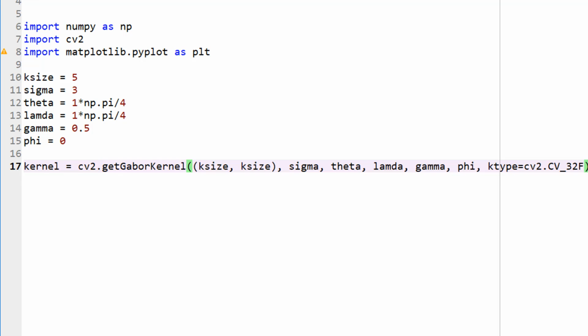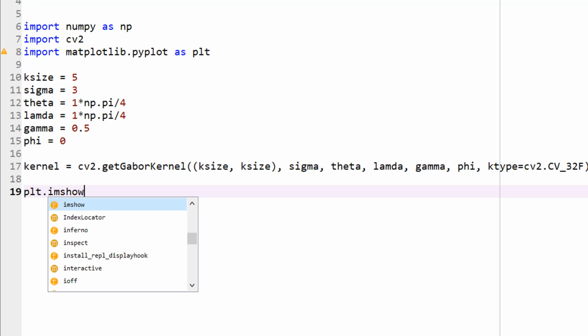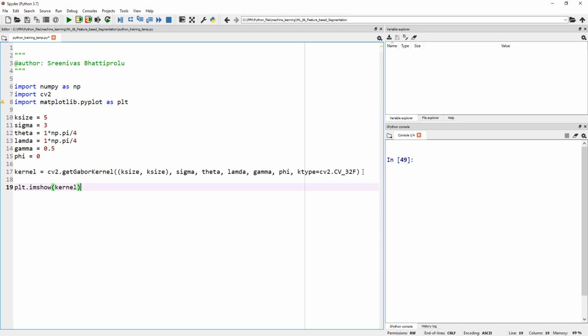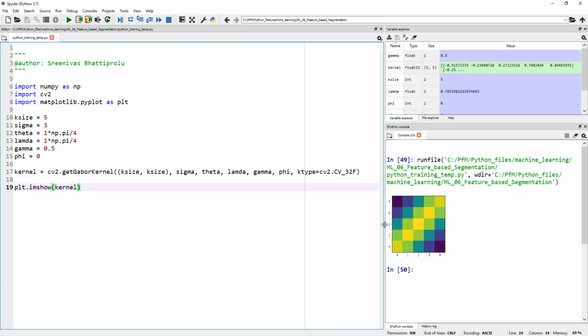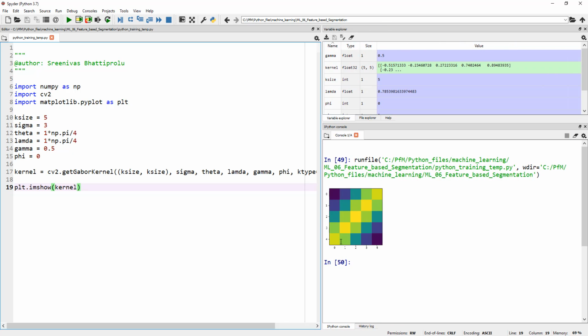Now let's visualize it. plt.imshow of kernel. Let's run this so we can see the kernel on the right hand side. There you go. I don't know if you can see, but because my theta is np.pi over 4, this is actually rotated by 45 degrees. This is a 5 by 5 kernel, 1, 2, 3, 4, 5 by 1, 2, 3, 4, 5. That's why it looks that small.